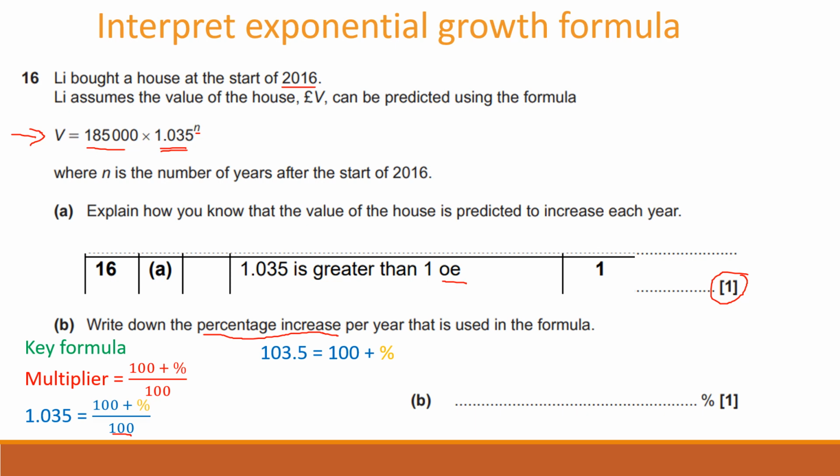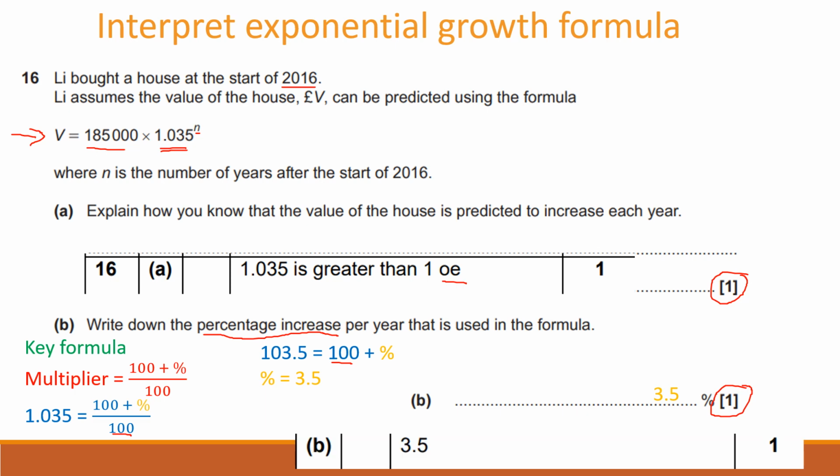Now, to get the percentage on its own, we need to get rid of this plus 100 here. So the opposite to plus 100 is subtract 100. So the percentage is going to be 103.5 take away 100, which is 3.5%. You need to write that in your answer box. And again, this was worth 1 mark. So you can see at the end of the question here in the square bracket, that tells us how many marks the question is. And the mark scheme is just 1 mark for writing a 3.5.